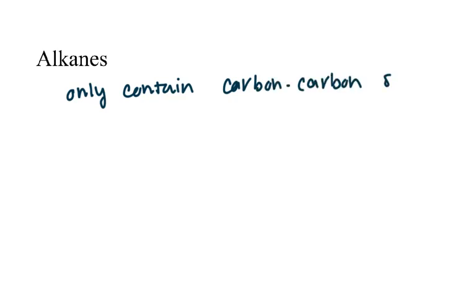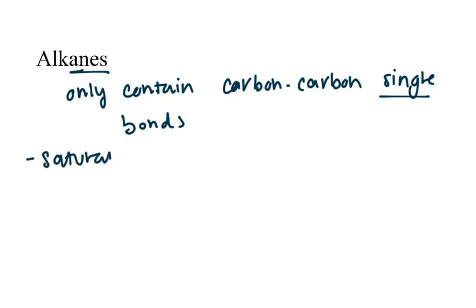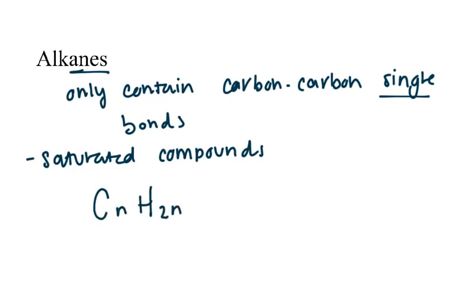Alkanes only contain carbon to carbon single bonds. So alkanes are only single bonds, right? These are considered saturated compounds. And the way this compound is written out is CnH2n+2, and n is our number of carbon atoms.